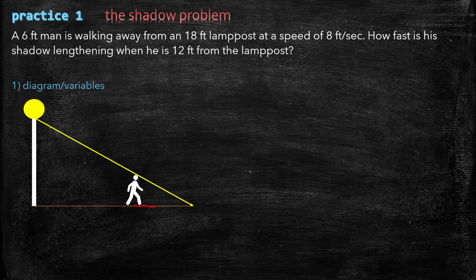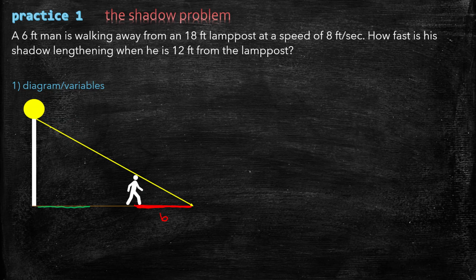So this will be his shadow, on the other side of him from the light, and we have to give that a variable. I'm just going to call that B. Now, what else is varying? We have to identify anything that's varying, and there are some things. For example, that yellow ray is varying, the hypotenuse of the triangle, in other words, but we're not really interested in that. We're not given any information about it. So we don't need that, but he is moving away at a certain speed.